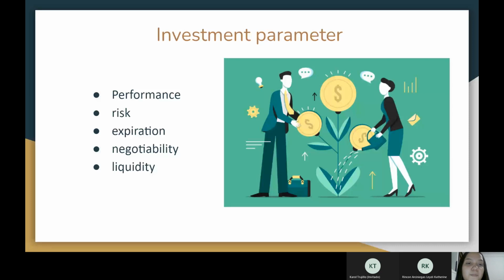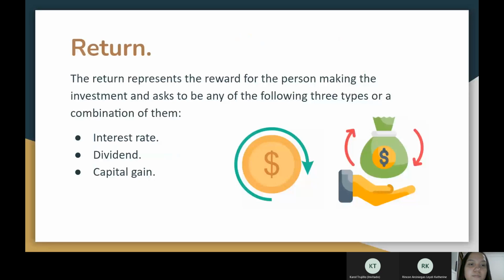Investment parameters: performance, risks, expiration, negotiability, liquidity. To conclude, just as asset investors might have rights to recover their investment, they also face risks within their investments.